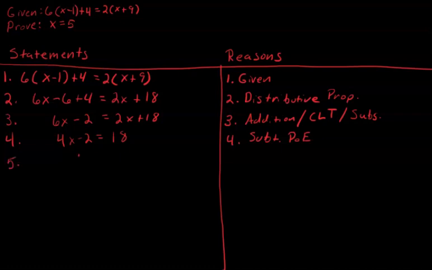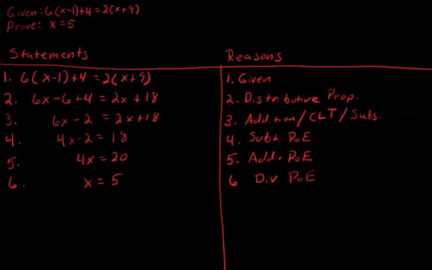Step 5, we're getting toward the end here. Probably adding 2, 4x equals 20. We added the same thing to both sides, so that is the addition property of equality. And step 6, lastly, we are going to divide both sides by 4. x equals 5. That is what we were trying to get. And we divided both sides, so that is the division property of equality.